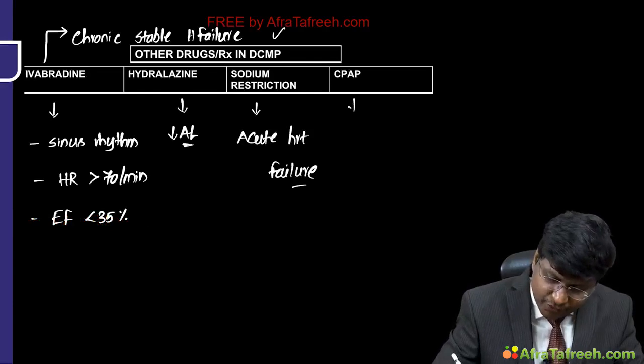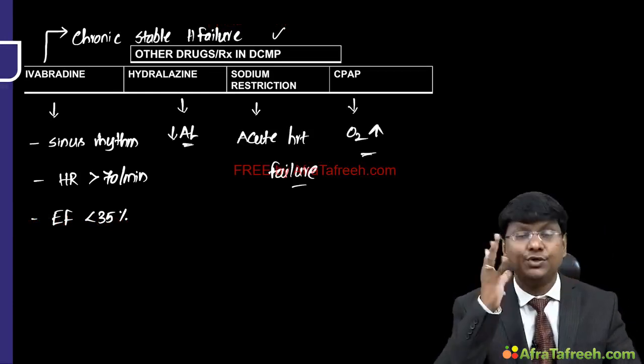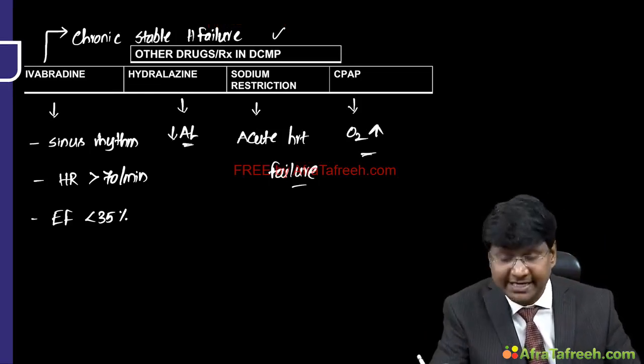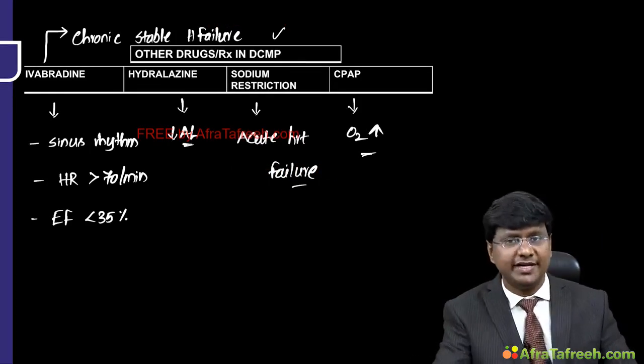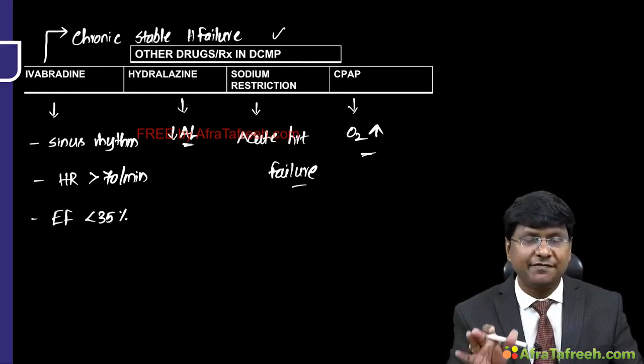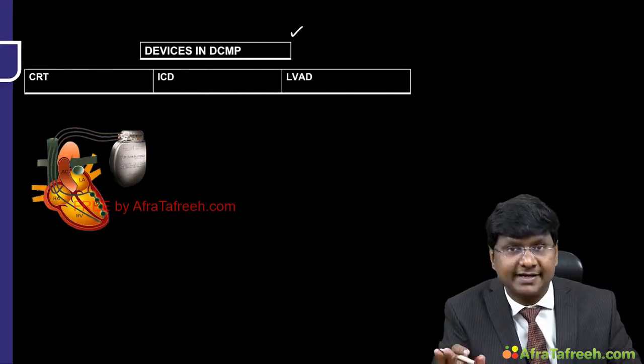And in order to improve the oxygenation, or in order to improve the saturation, you need to connect the patient to continuous positive airway pressure. Okay, that will improve the LV function, and that will also improve the oxygenation within the individual. So this is about the medical management. And if the individual is refractory to medical management, then we have devices that we place in dilated cardiomyopathy.